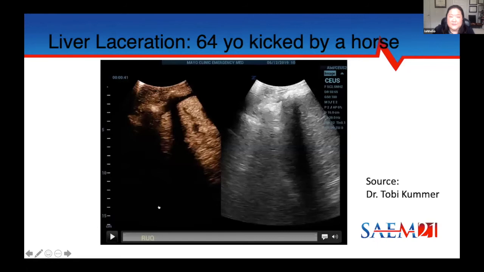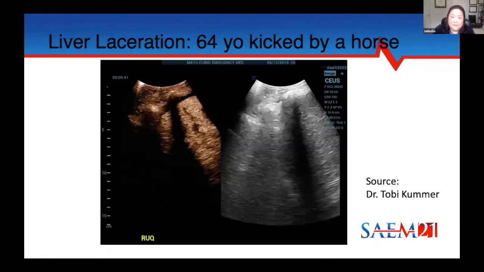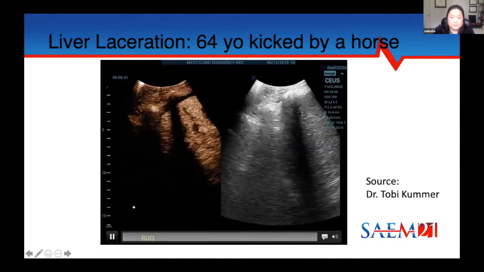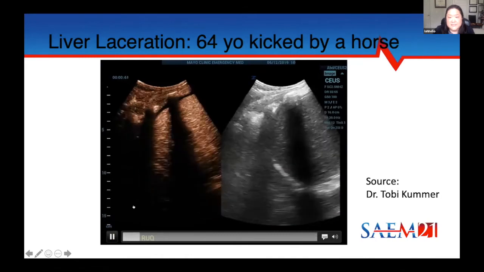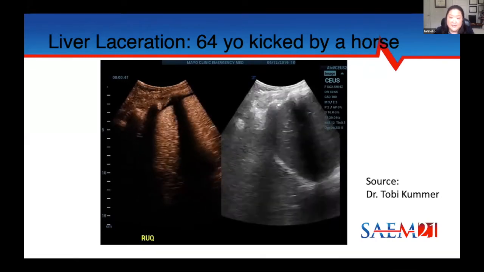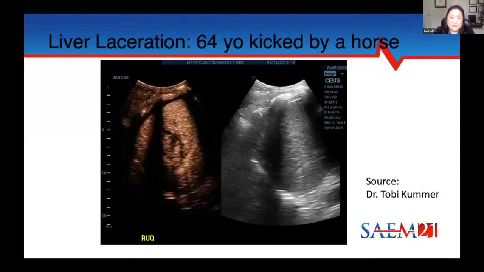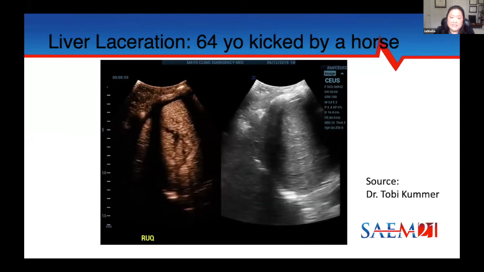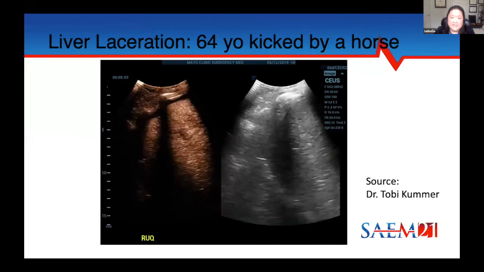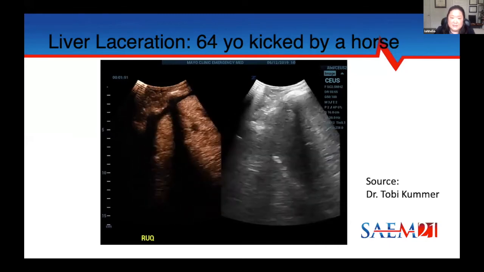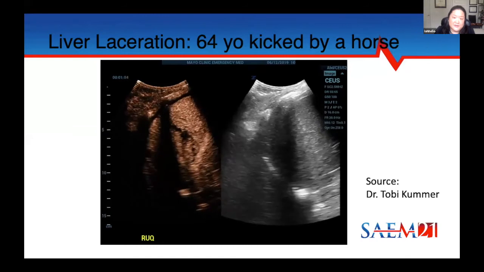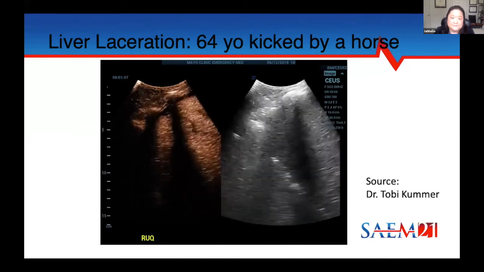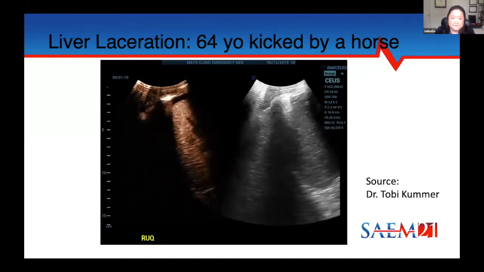So I want to show you a few case clips. The first one is a liver laceration in a 64-year-old that was kicked by a horse. We're doing a split screen, and on the right side, we see B mode ultrasound. And the laceration is very hard to see. Simultaneously, we're scanning and seeing with contrast what seems like a crack coming down the liver, and that is a laceration. So much more easily visible.